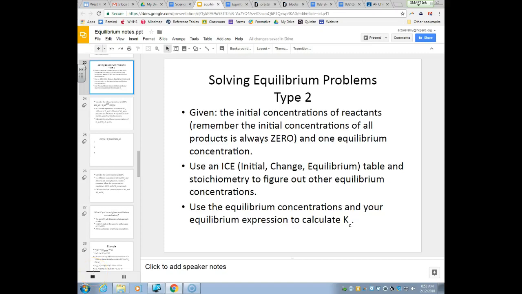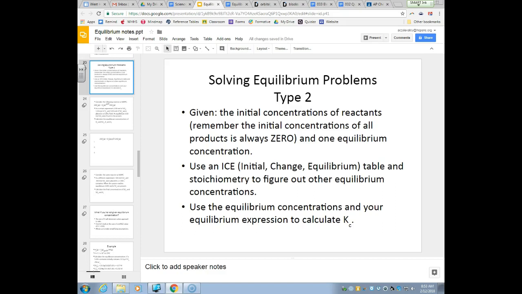This screencast is on solving equilibrium problems. These are very, very basic problems where we're given the initial concentrations of the reactants. They might also give you some products, but if they don't, remember that the initial concentration of all products is always 0 unless they specifically say otherwise.